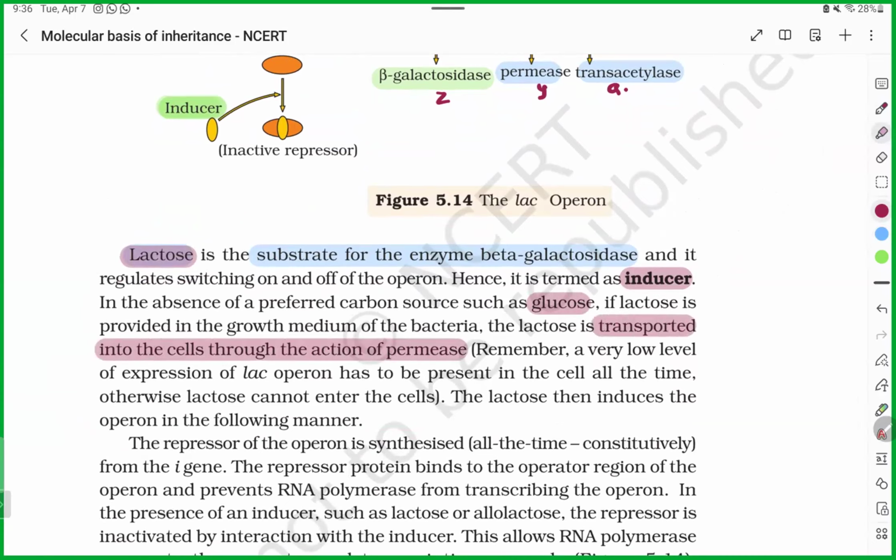Now think: most of the time bacteria need glucose. If glucose is not present, then we can switch to lactose. This is a special system. If food, glucose, is not present, we have to look at other options. So we can utilize lactose, because ultimately lactose will convert into glucose. Next, a very low level of permease should be present in the cell all the time. Some activity should always be there, otherwise lactose can never enter.